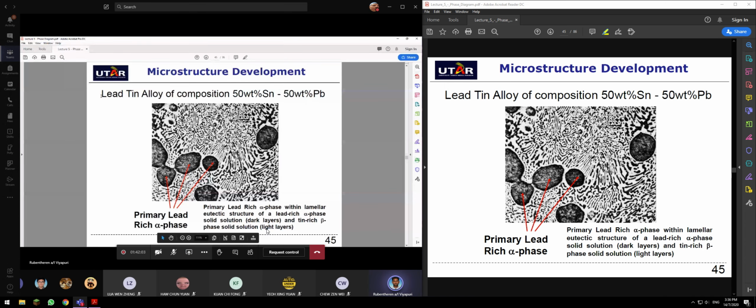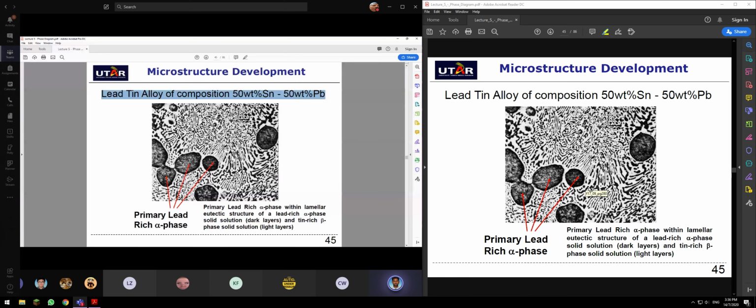Oh yeah, one more slide. Lead-tin alloy composition of 50 weight percent tin, 50 weight percent lead. Okay, so you can see the primary rich alpha particles, which is lead, and then you have the eutectic particles, which is lead and also tin, overlapping each other, dark and white.